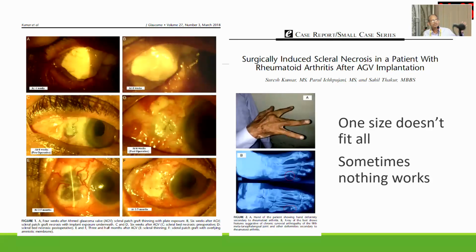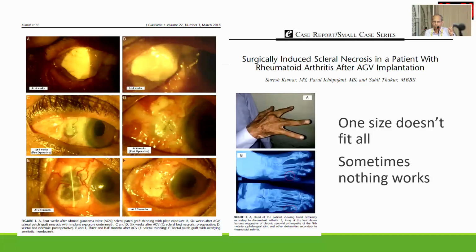Like this patient, who after a week or so started developing hypotony, and when we looked at the bleb, the scleral patch was melting. So we went ahead and put another patch. Again, after a week or so, it started melting again. And then we started thinking that something is wrong, and took history and examination, which we miss as ophthalmologists. We are really focused on the eye only. We hardly see the patient systemically. This patient had hand deformity.